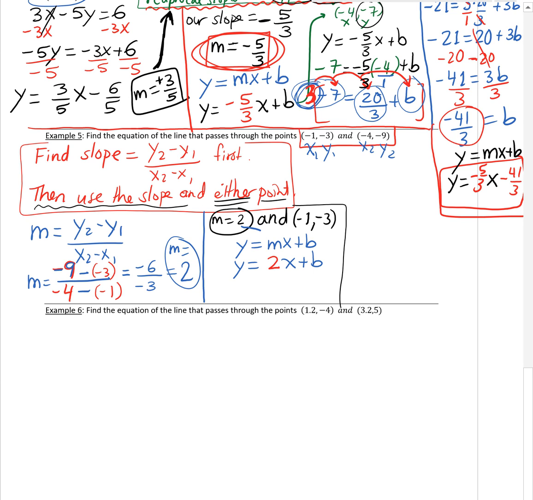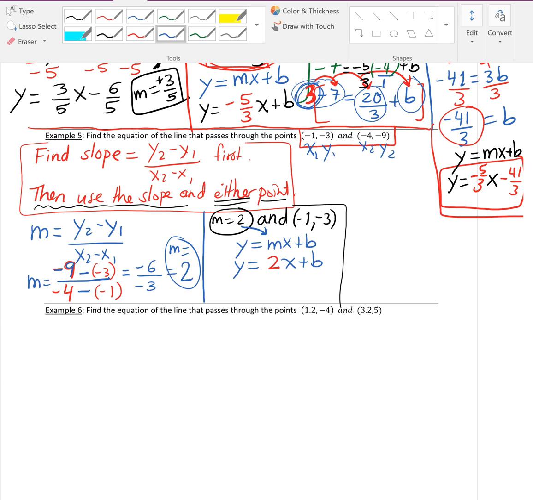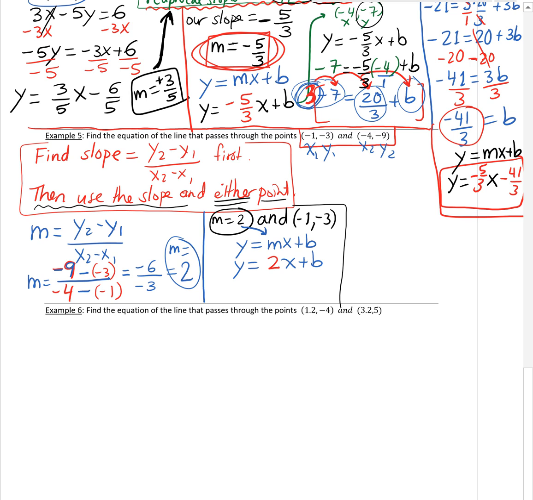Yeah, since we found out the slope was 2. And then the next step would be, I see my point, it has an x value, -1, and a y value, -3. I'm going to replace those guys for x and y. So since y is over here, I'm going to replace y with the y value of the point, -3. And the x value is here. The x value of the point I chose was -1.